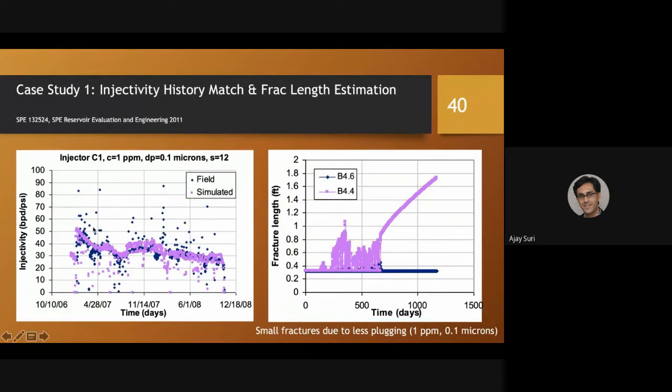So injectivity, we saw the injectivity is matching well. So we got some confidence, and we can say that the fracture lengths that we estimated from the model are reasonably okay. And so we found small because the plugging was less because of less concentration of particles in these wells. And so this is one case study.